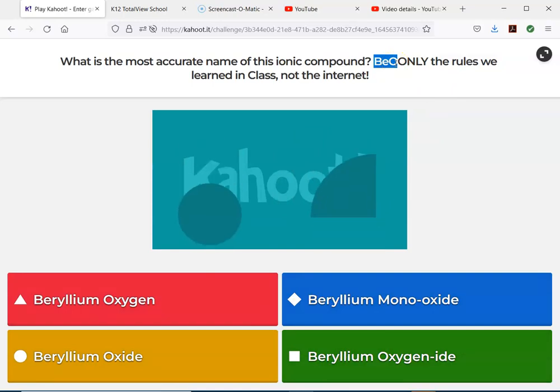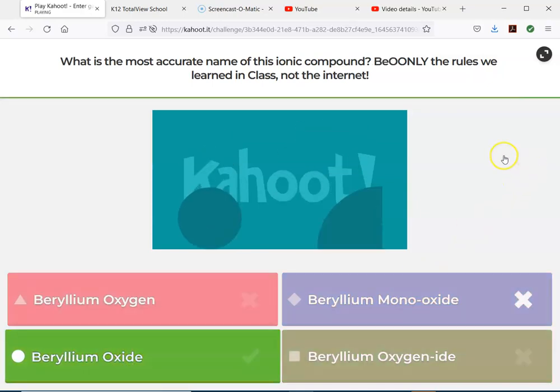Name the nonmetal. Oxygen. There's oxygen, there's oxide, there's monoxide, and there's oxygenide. Well, we know we don't use any prefixes, so blue is wrong. We change the ending to IDE, which means red is wrong. We don't just add the IDE onto the end, we actually change the word. Don't just stick it on the end. That's why the green one is wrong. So beryllium oxide, because it actually changed the ending. Good job. All right.